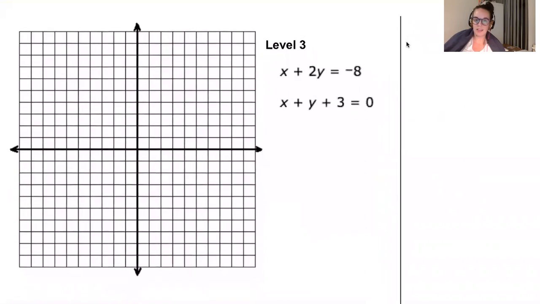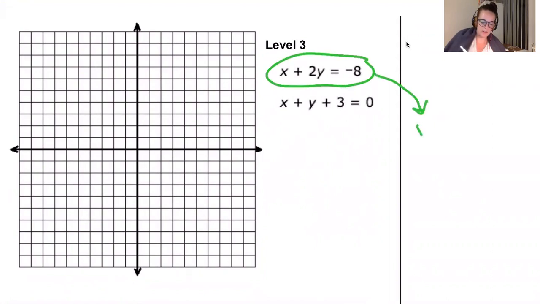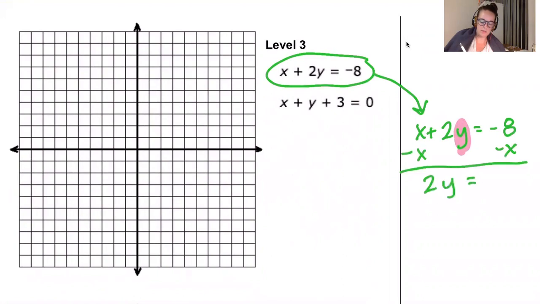Level 3 looks like this. Ooh, getting a little crazy, but not too crazy. So I have this first problem. I want it to be in y equals mx plus b, so I'm going to go ahead and write it down. x plus 2y equals negative 8. I want to get y by itself. So I'm going to go ahead and get rid of x first by subtracting on both sides. So I have 2y equals negative x minus 8. I'm going to go ahead and divide by 2.